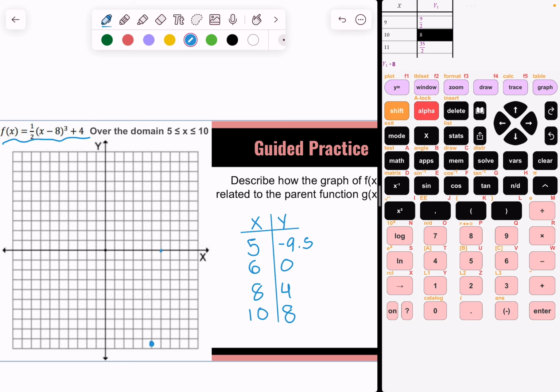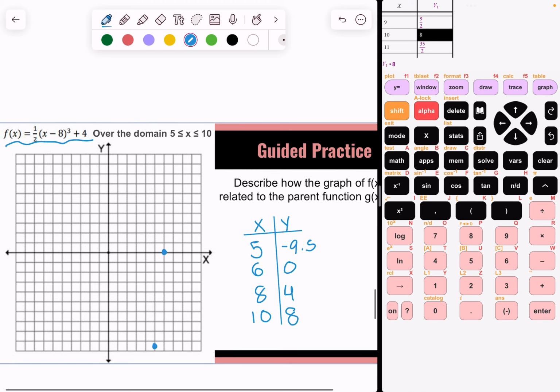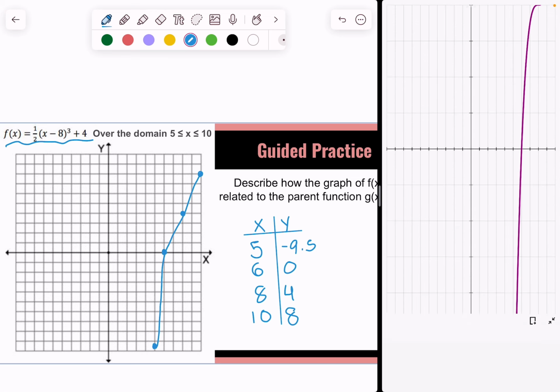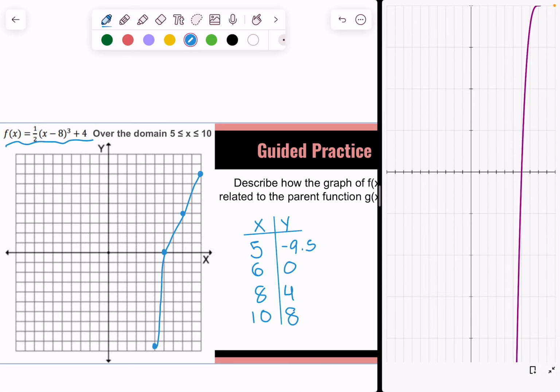6, 0, 8, 4, 1, 2, 3, 4, and 10, 8. Perfect. And it would have formed more of that curve had we had more space and more numbers to use to graph.